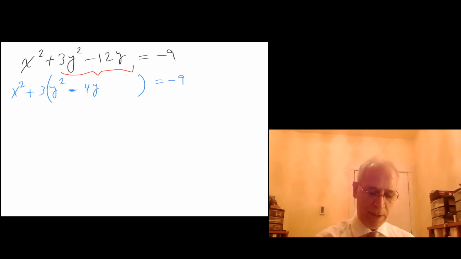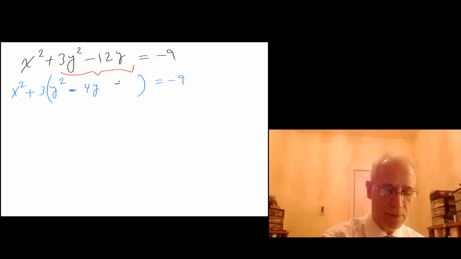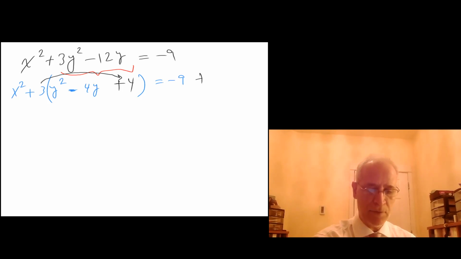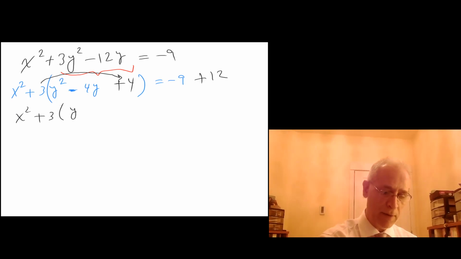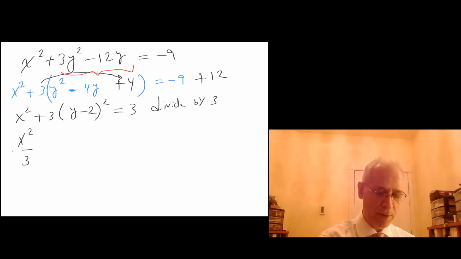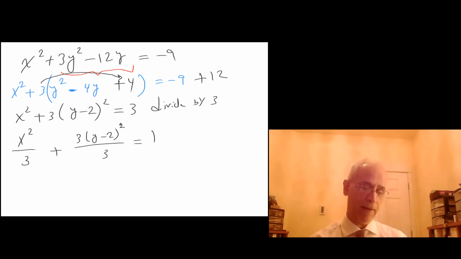So the value that I need to complete the square inside of this parenthesis is a 4. But since this 4 gets multiplied by this 3, I have introduced a +12 out of nowhere. So I'm going to put +12 on the other side. So this becomes x squared plus 3 times (y minus 2) quantity squared equals 3. So I'm going to go ahead and divide by 3. Then I'm going to get x squared over 3 plus (y minus 2) squared over 1 equals 1. Okay, and of course the 3 cancels the 3, so I have a 1 in here.